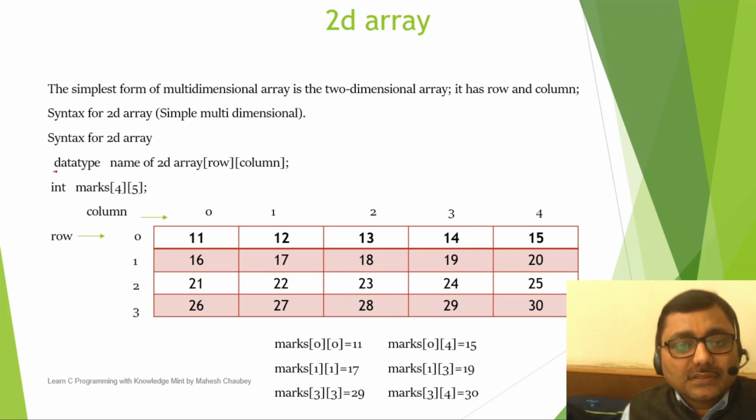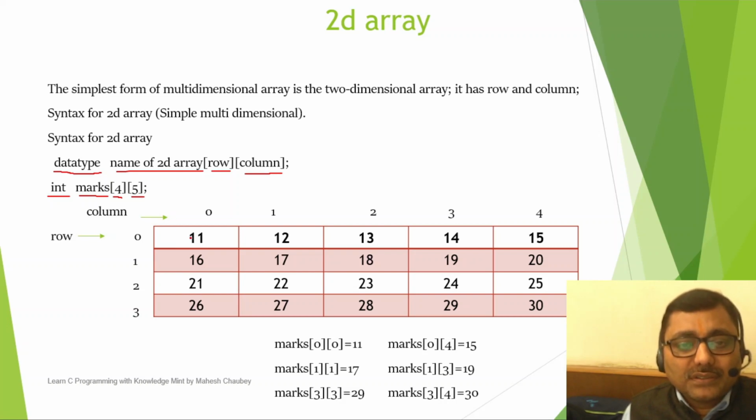While declaring a 2D array, you need to put the data type first, then the name of the 2D array, then you need to tell how many rows and how many columns there will be. Suppose this is one example of a declaration of a 2D array. It is of integer type. Its name is marks. It has 4 rows and 5 columns.